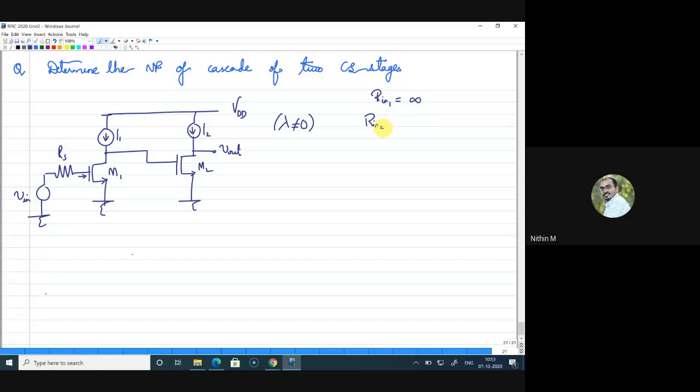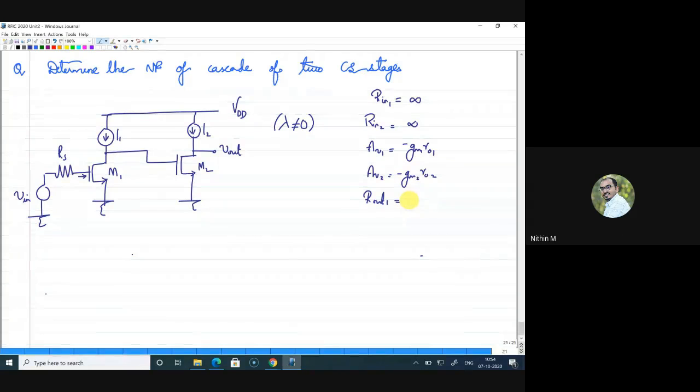What about Rin2? Rin2 is also infinity. What is AV1? AV1 is the gain of the first stage, the individual gain of the first stage. It is minus gm1 into ro1. AV2 is minus gm2 into ro2. And what else do we know? We want Rout1 also. What is Rout1? Rout1 is ro1 of the first stage. So we know all these things, and we also know the noise. Okay, I'll give you 2 minutes. You can work it out and let me know. I'll ask for the solution and then you can let me know the answer. So others can also think.